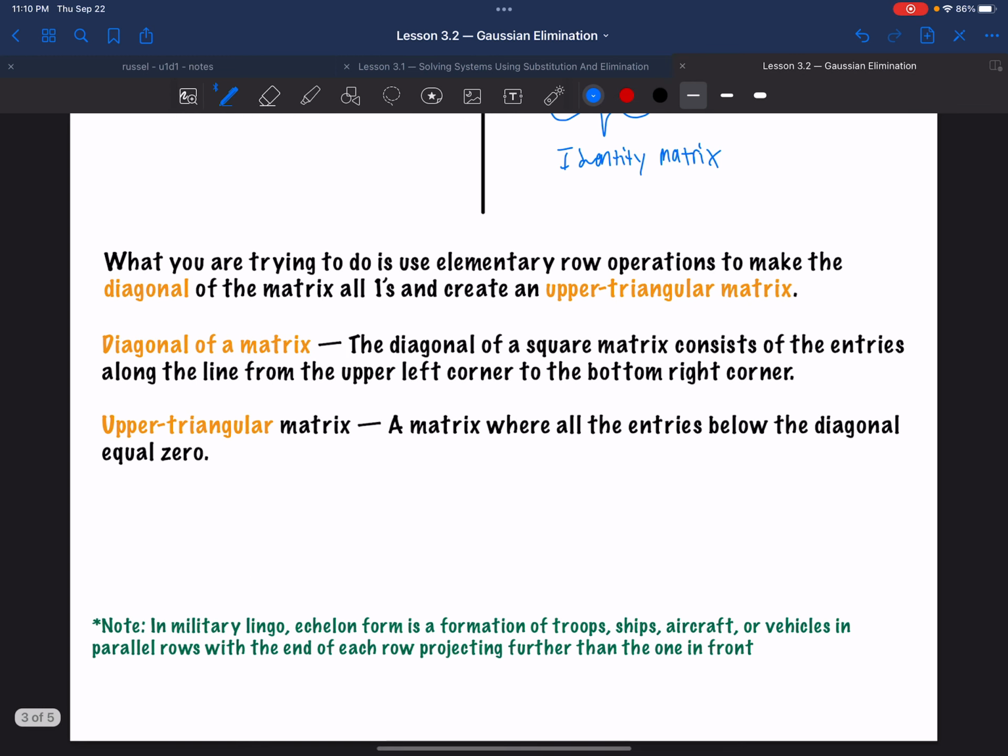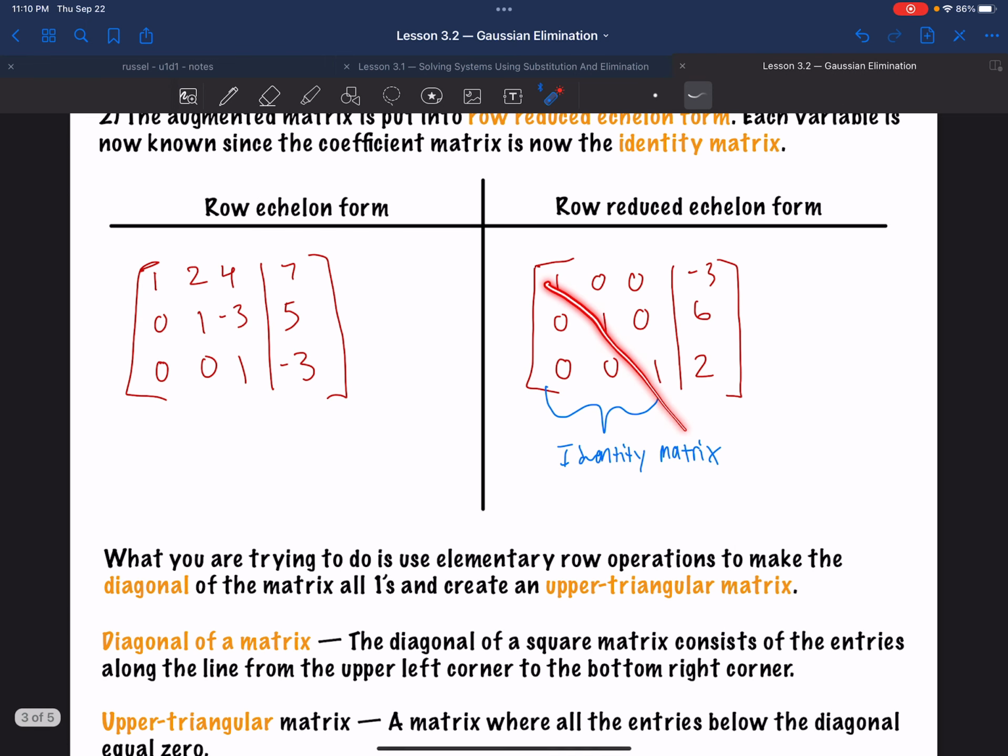So again, notice what I say here. What you are trying to do is use elementary row operations to make the diagonal of the matrix all 1s, and to create what's called an upper triangular matrix. So the diagonal of a matrix is quite literally the diagonal, all right? It's for square matrices, so 2 by 2, 3 by 3, 4 by 4. The diagonal is just diagonally crossed from top left to bottom right.